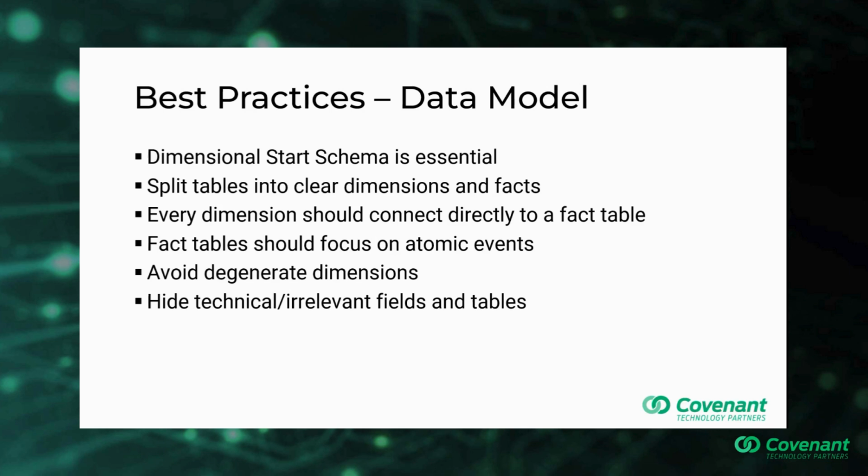I already mentioned this above, but it's related and a little more specific: again, avoid degenerate dimensions. We want that clear split between dimensions and facts. And we also want to hide irrelevant or technical fields. What I mean by this is things like keys and various codes that don't actually matter from an analytic perspective. Hide them, get rid of them from the fields, or if they're tables that are just there for metadata lookups, get rid of them. All it does is create noise for the language models to have to walk through.